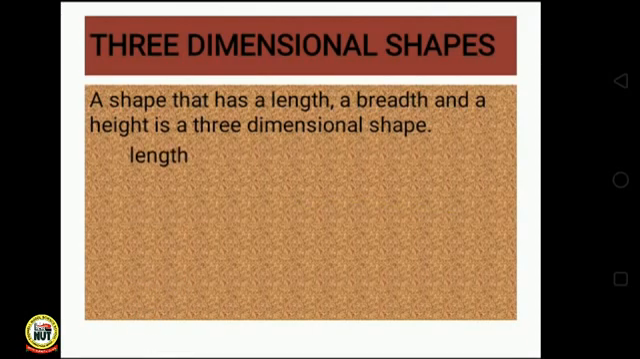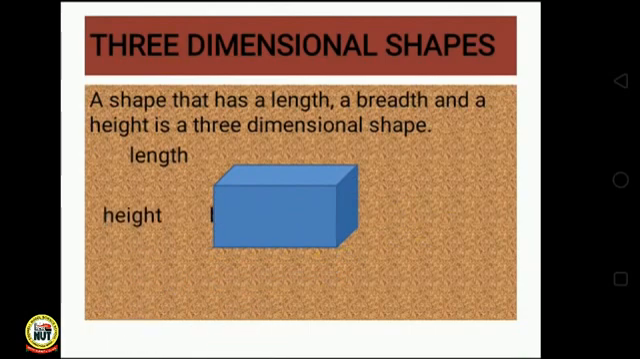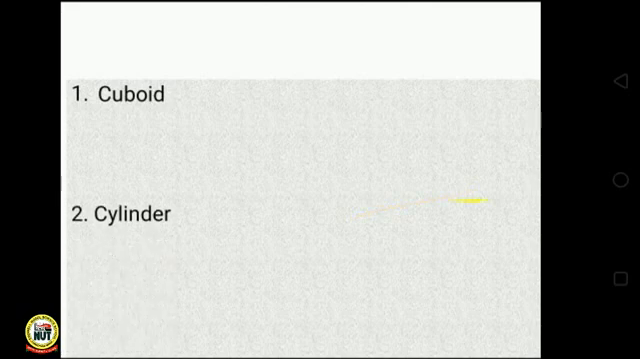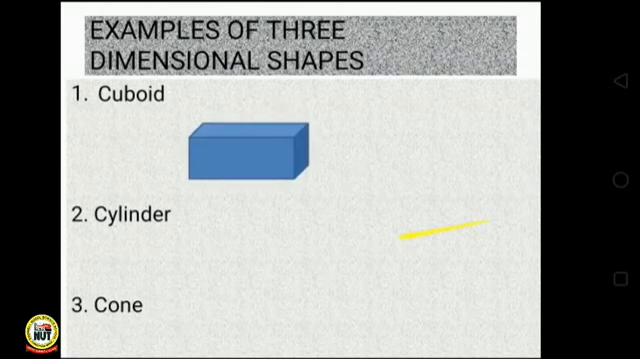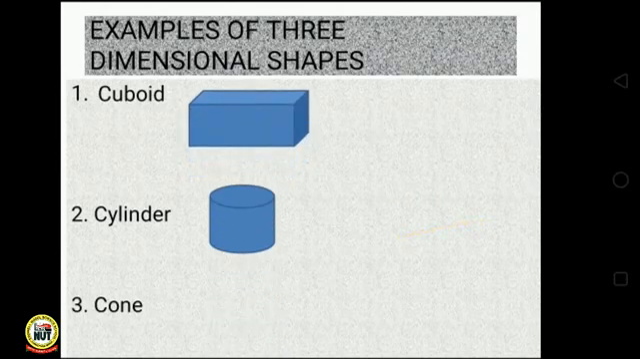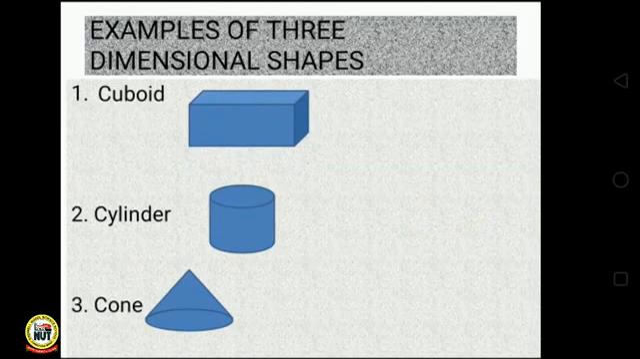Now we are going to look into the length, the breadth, and the height. You can see it there, right? Now let's move to the examples of three-dimensional shapes. We have the keyboard, the cylinder, and the cone. Those are the examples of three-dimensional shapes.